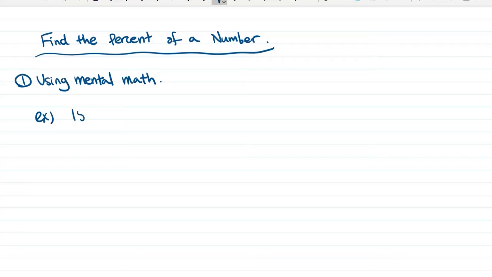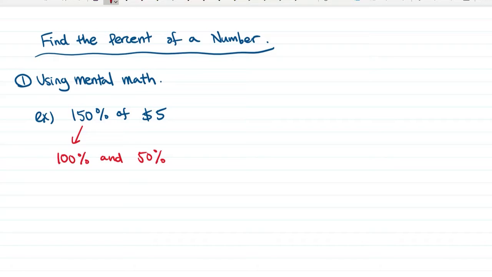Example 1, we've got 150% of $5. So we're going to use our mental math, which means we're not going to use a calculator to get the answer. So it will be simple and quick. So 150% is 100% and 50%.